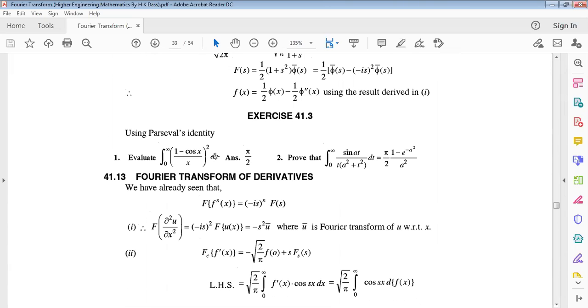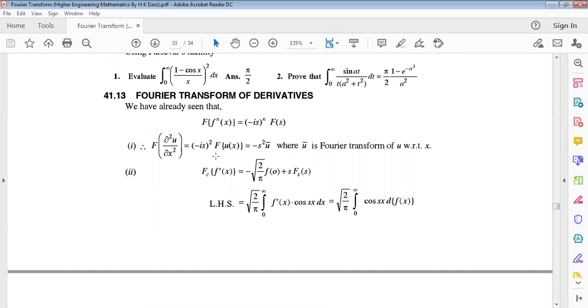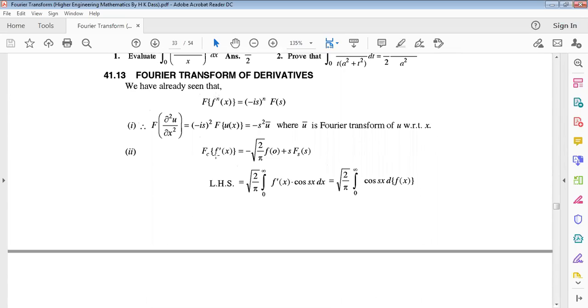Next, Fourier transform of derivatives. Actually, inside the Fourier transform there is integration, but it also has a derivative property. We have already seen that the Fourier transform of the nth derivative of f(x) equals (minus is) to the power n times the Fourier transform of f(x). This property we have already seen and proved also.